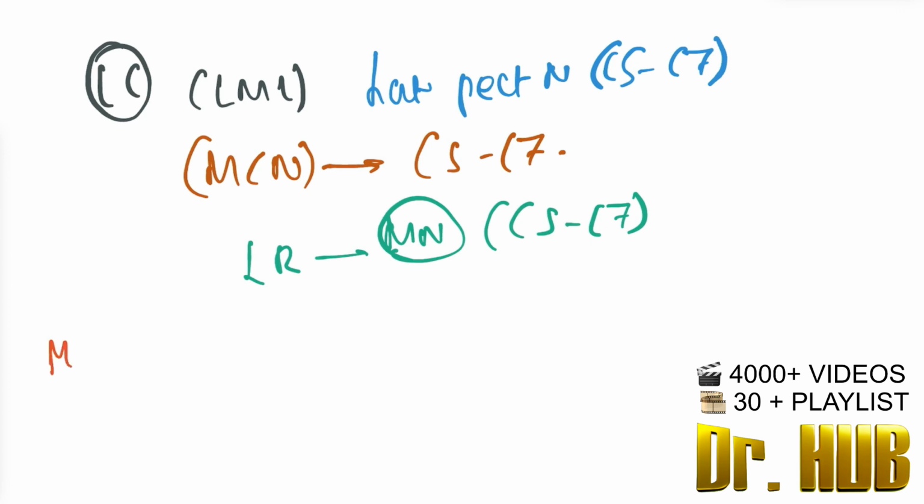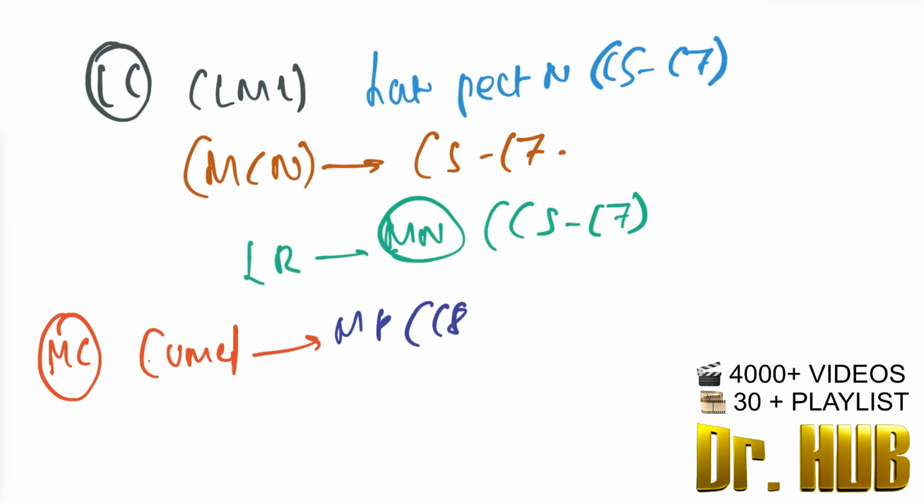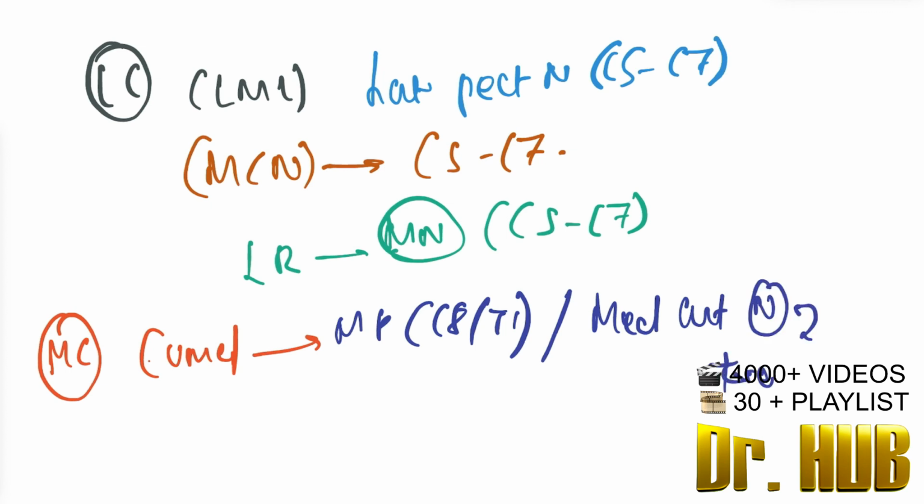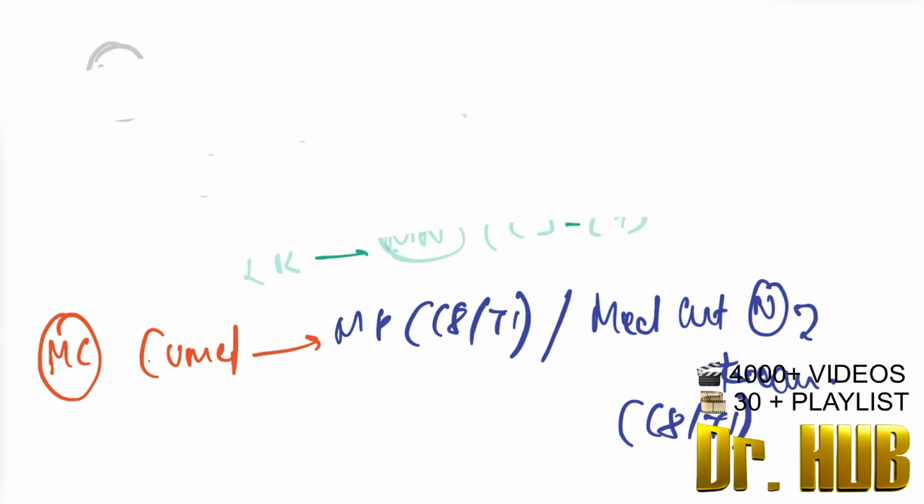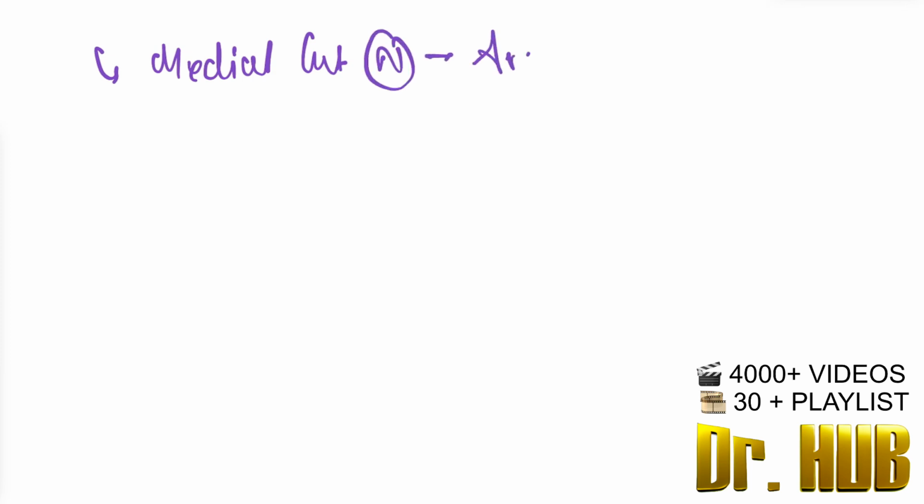Next we have the medial cord, which is the UMN4. It includes the medial pectoral nerve, which is C8 to T1. Next there is the medial cutaneous nerve of the forearm, which is C8 to T1. Then there is the medial cutaneous nerve of the arm, which is also C8 to T1.